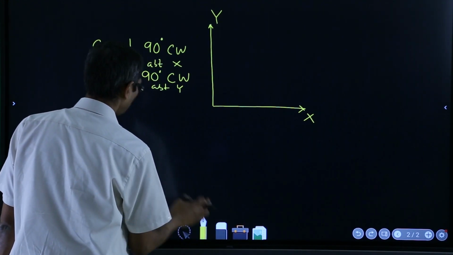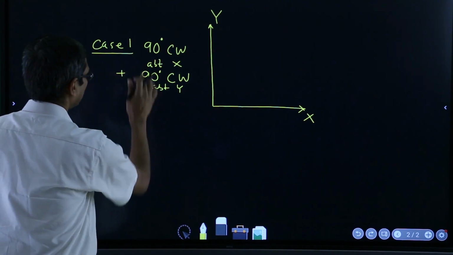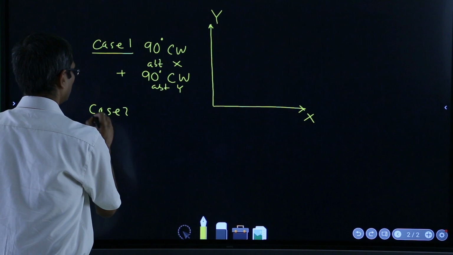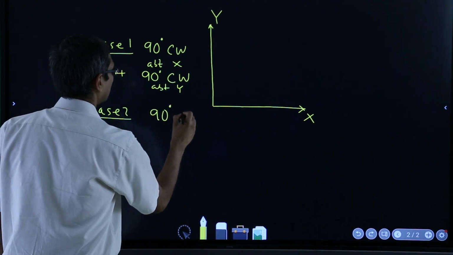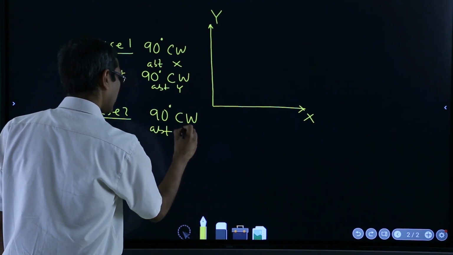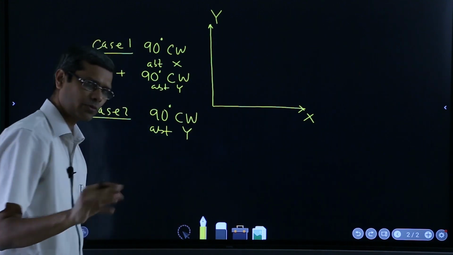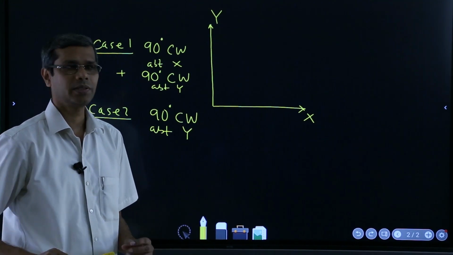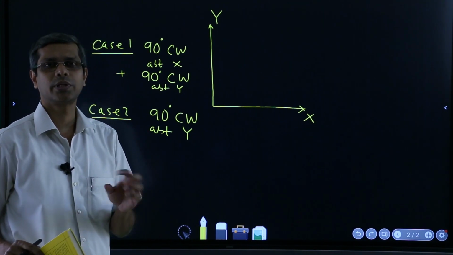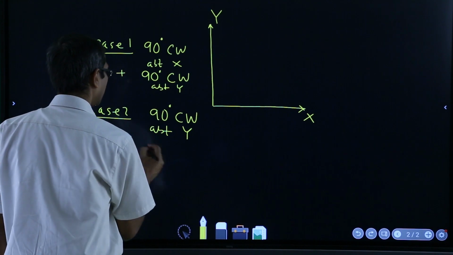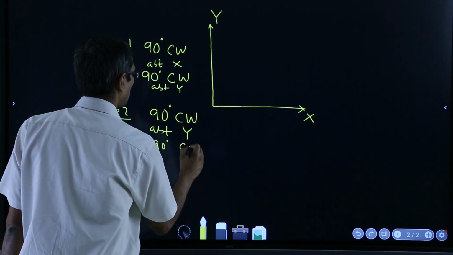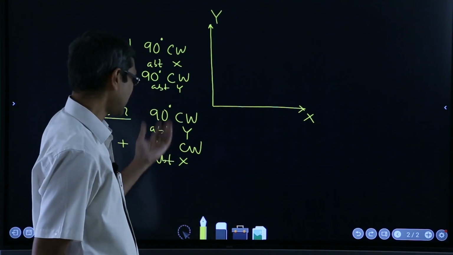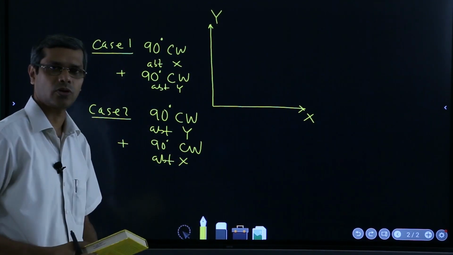So that's what we will do. Okay, so this is our case 1, and then case 2 is 90 degrees clockwise about y first. Now I have just switched the addition sequence. That means we are trying to see whether the addition of angles is commutative or not. Then after that we will have a 90 degree clockwise rotation about x, and then we will see whether we are getting the same end result in both the cases or not.